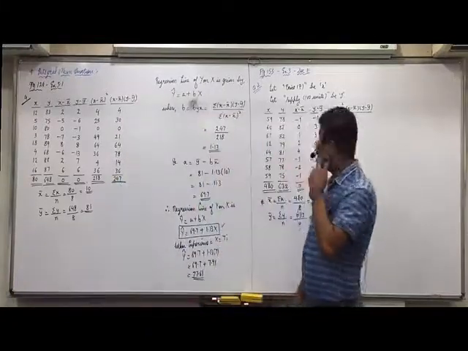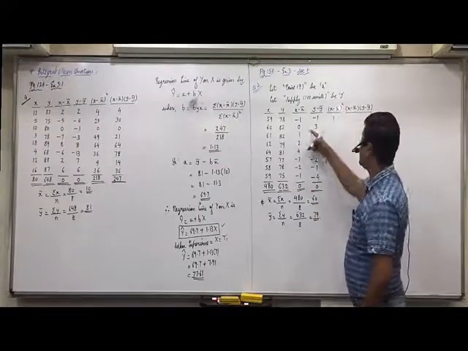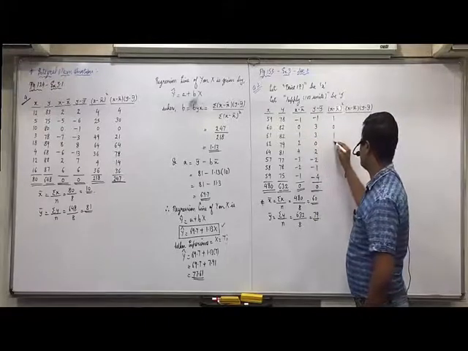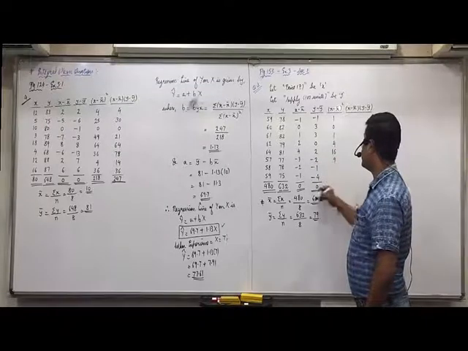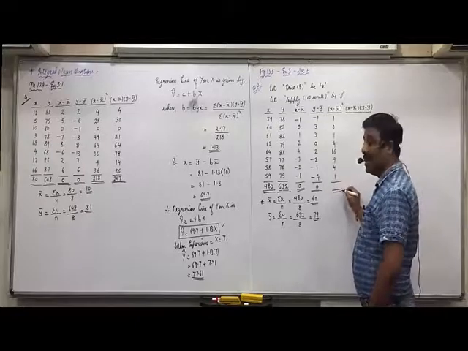Then Kanisha, X minus X bar whole square. Minus 1 square is 1. 0 square is 0. 1 square is 1. 2 square is 4. 4 square is 16. 3 square is 9. 2 square is 4. And 1 square is 1.